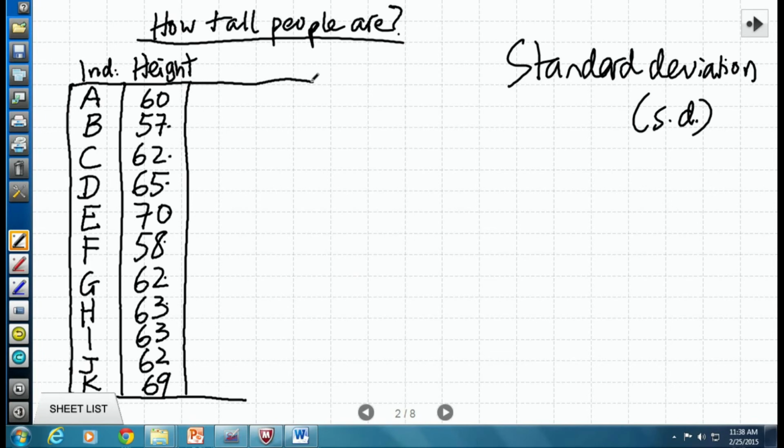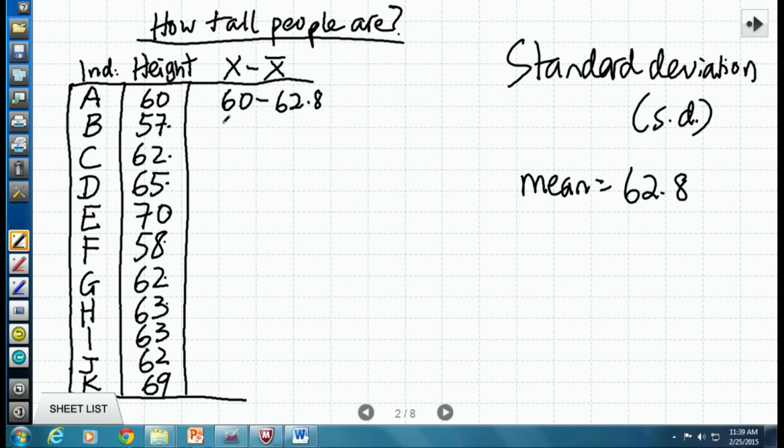Right, so here will be the distance of the score from the mean. Remember, the mean that we calculated just now was 62.8. So in this case, for individual A, it will be 60 minus 62.8. Here will be 57 minus 62.8. This one will be 62 minus 62.8, and so on and so forth. Okay, I have calculated it by hand, so I'll write down the answer here.